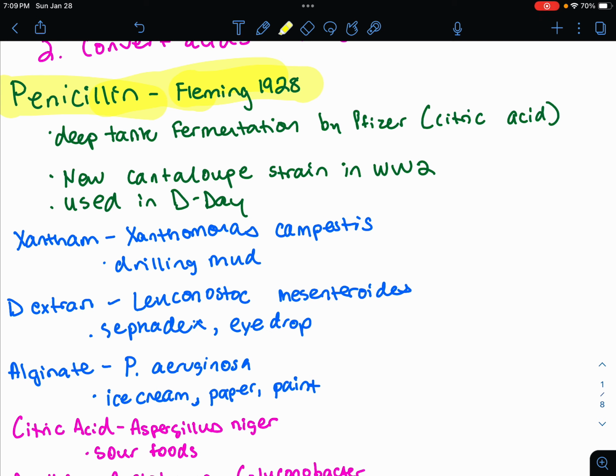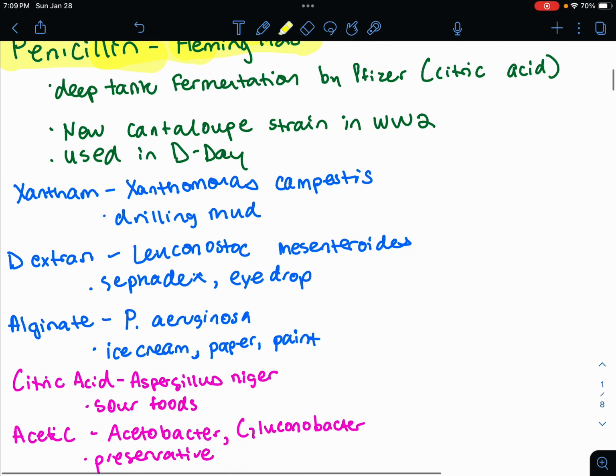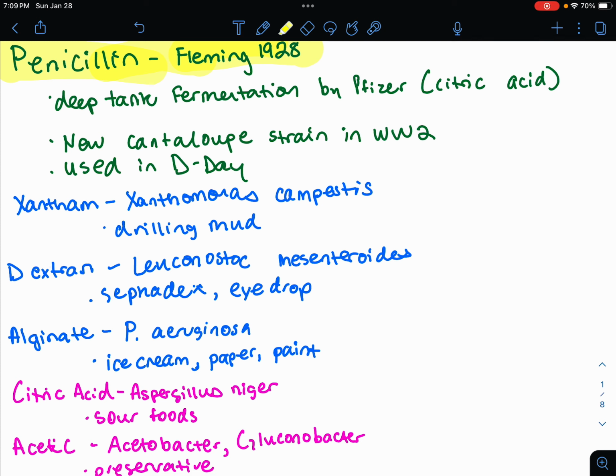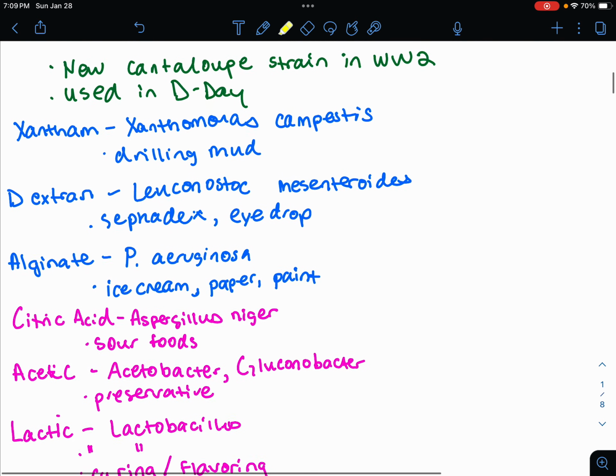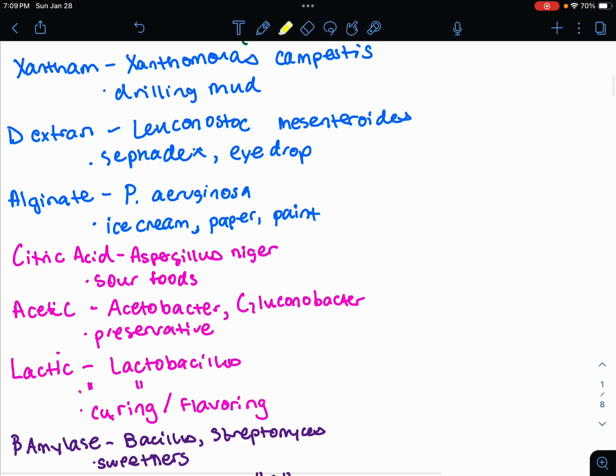During World War II, they moved the penicillin project here to the US to keep it out of the Axis powers. And therefore, after this development, when they found the new strain and they started using deep tank fermentation, there's enough for D-Day, so then there are less chances of infection when the soldiers get wounded. These are just some products of the microbes that he listed out.